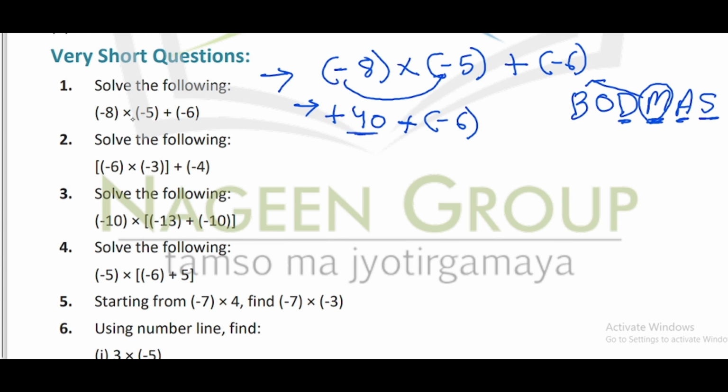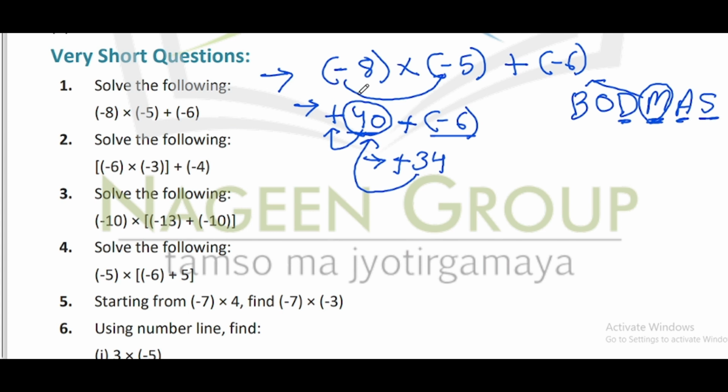Then the both integers have opposite signs. Then we subtract 40 minus 6, that is 34. And the sign of the 34 depends upon two integers. Which one is greater? 40 is greater than 6. Then the symbol of 40 is plus. Then the right answer is plus 34.